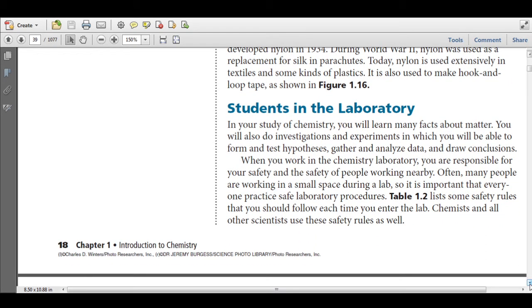In your study of chemistry, or science in general, you will learn many facts about matter. You will also do investigations and experiments in which you will be able to form and test hypotheses, gather and analyze data, and draw conclusions. When you work in the chemistry laboratory, you are responsible for your safety and the safety of the people working nearby. Often, many people are working in a small space during a lab, so it is important that everyone practices safe laboratory procedures. Below is a list of some common safety rules that you should follow every time you enter the lab.